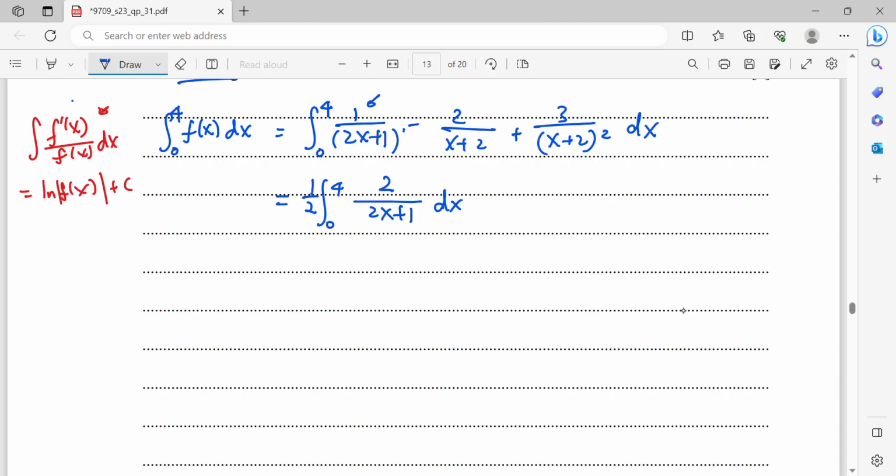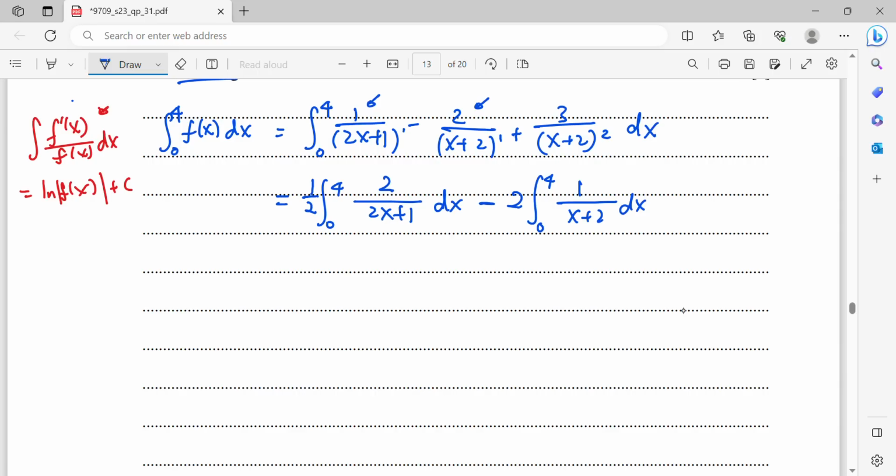Right? So for the second term, it's still the same because it's degree 1 for the x plus 2. So now minus integrate 0 to 4 over x plus 2 dx. When I differentiate x plus 2, it will be 1. So in order to get 2 from the original rational function, I need to times another 2 outside.